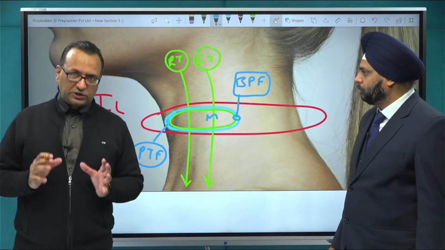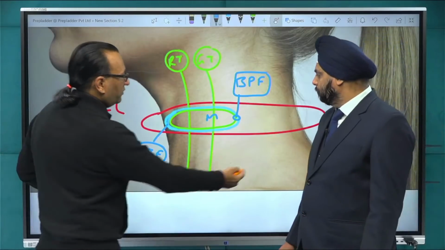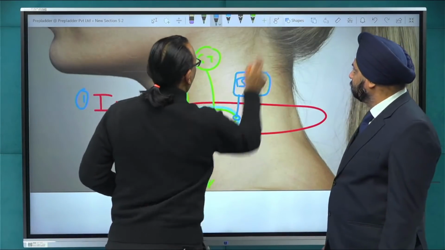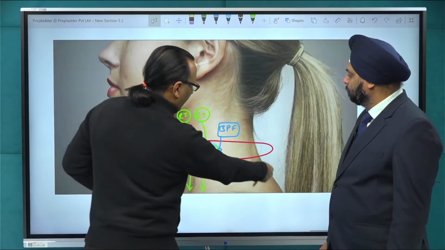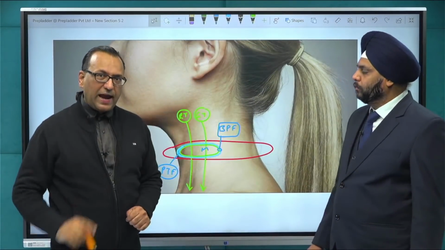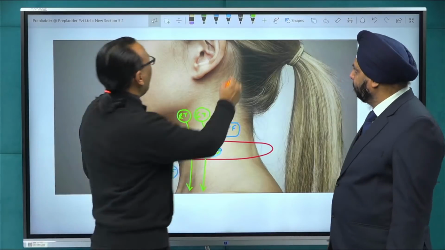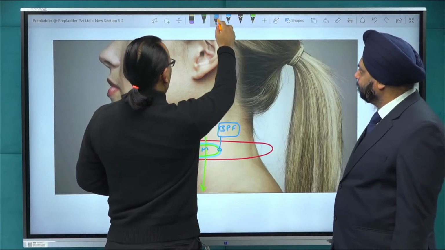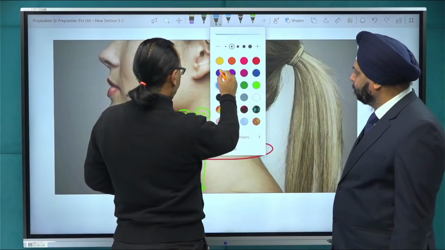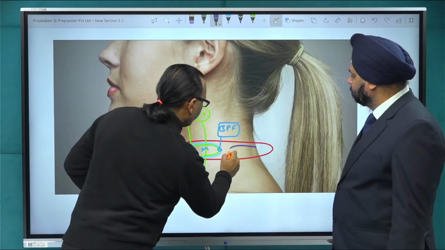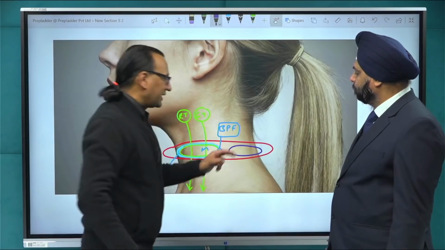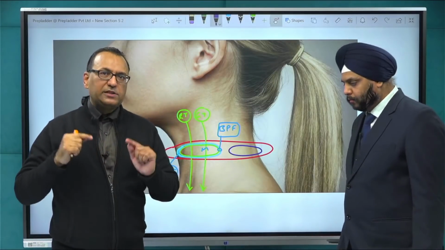Now, the third circle. And you know, behind the neck, what do we have? We have the vertebra. And in relation to the vertebra, we have another circle. As we talk about that circle, let us take some other color. Now this circle is around the vertebra, and that is the prevertebral fascia.